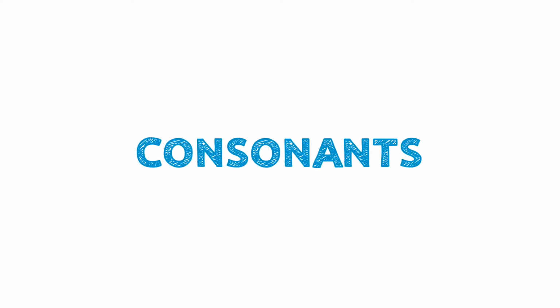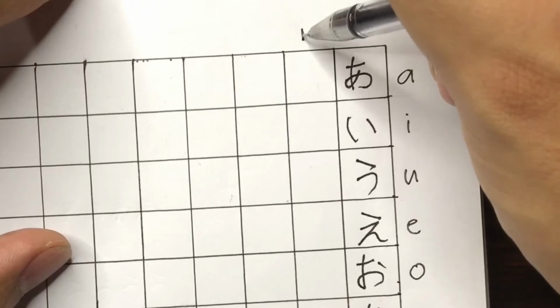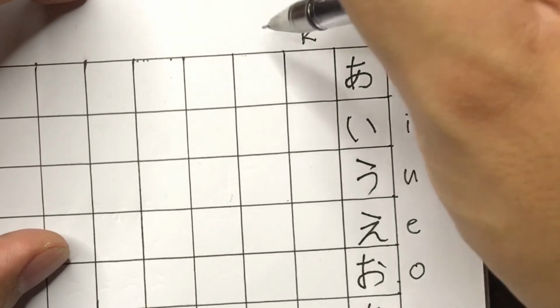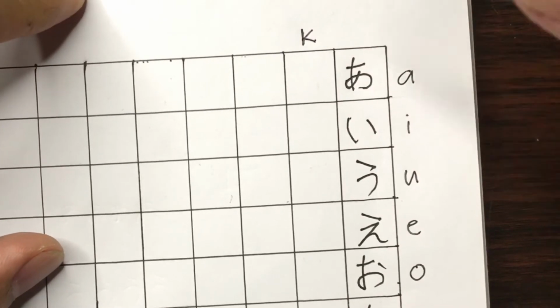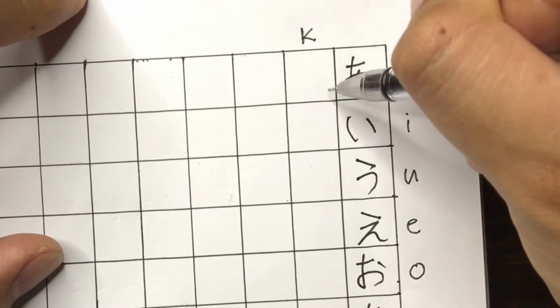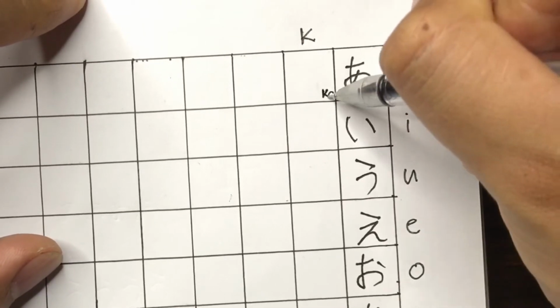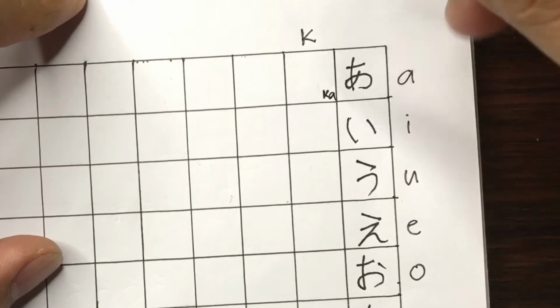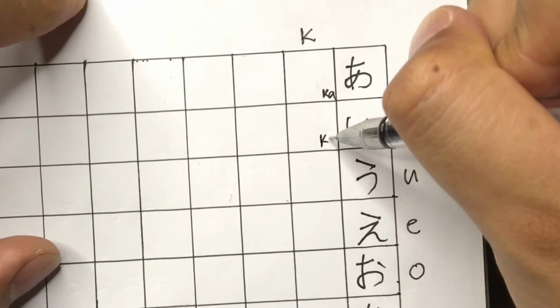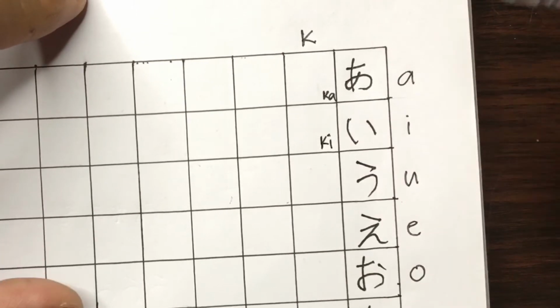So we're done with the 5 vowels. Let's proceed to the consonants. This is the column for the consonant K. Let's add K plus A, it will become ka. We add K plus I, it will become ki.